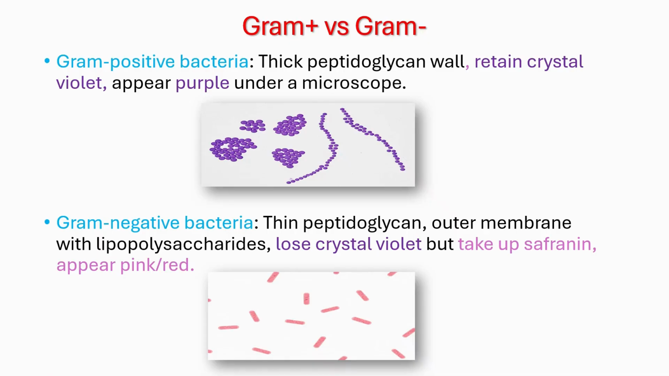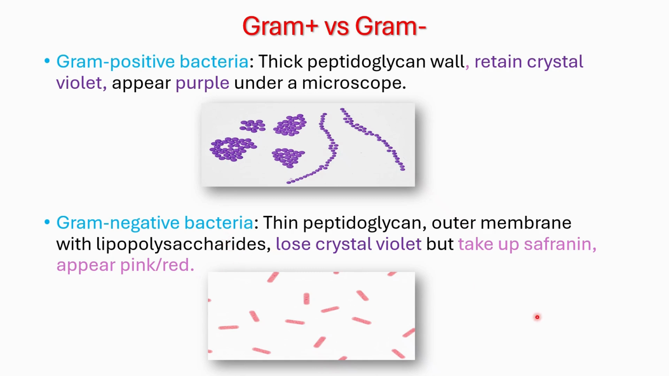Let's begin with the basic difference between gram-positive and gram-negative bacteria. The gram-positive bacteria have a thick peptidoglycan cell wall. Because of this structure, they retain the crystal violet stain during the gram staining process, and under the microscope they will appear purple. In contrast, the gram-negative bacteria have a thin peptidoglycan layer and an outer membrane rich in lipopolysaccharide.